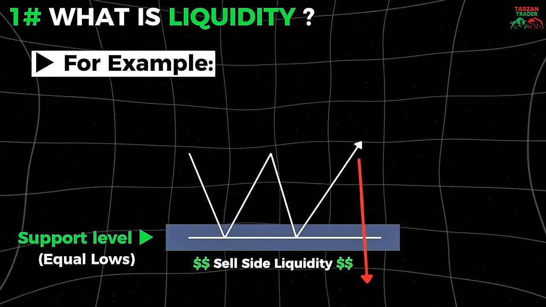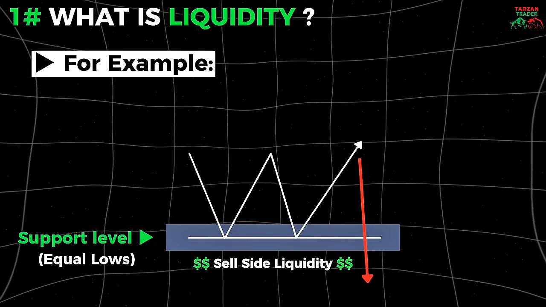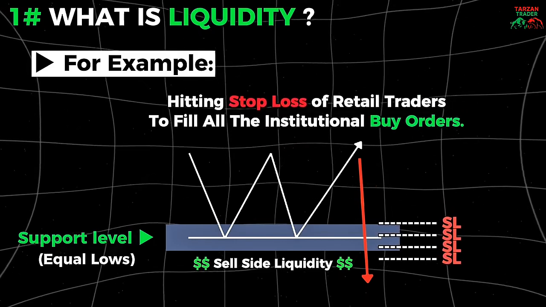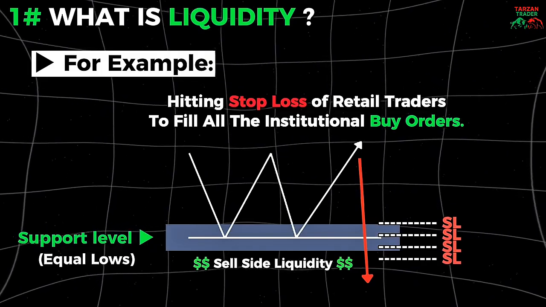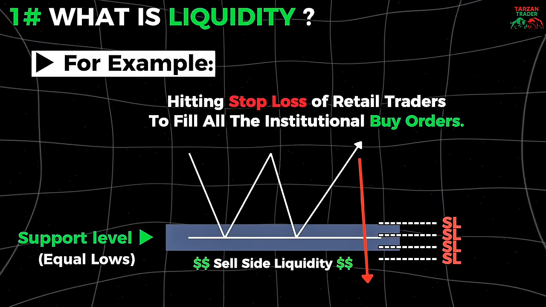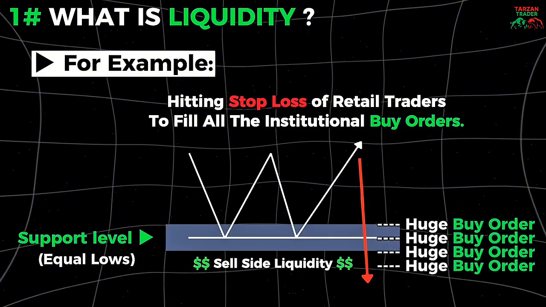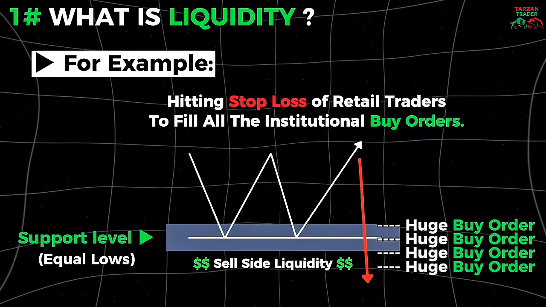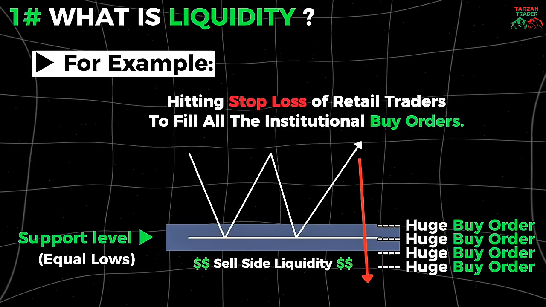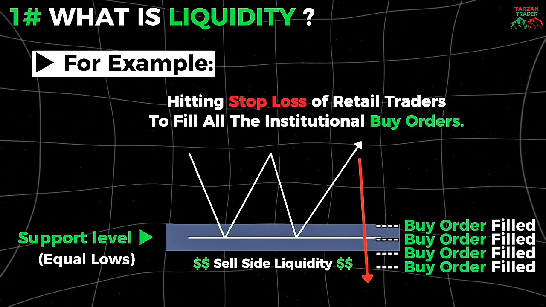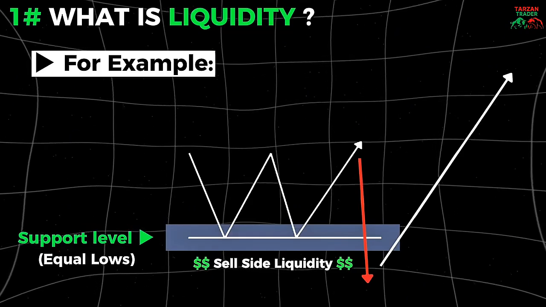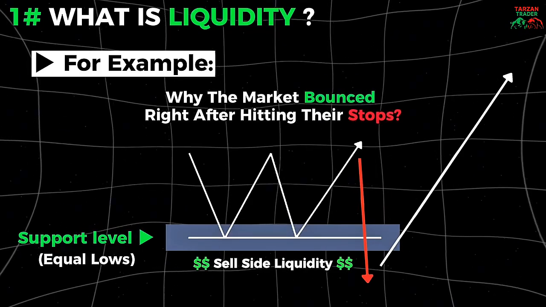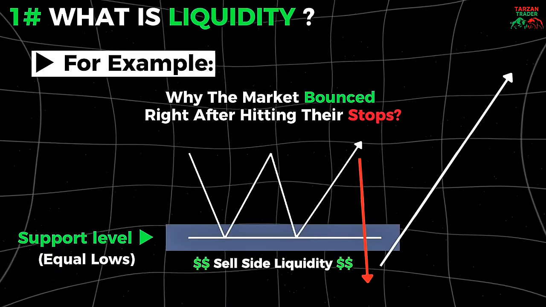When the market dips into that area, all those automatic sell orders are triggered, flooding the market with selling pressure. That means there's now an abundance of liquidity for big institutions to buy into without pushing the price too early. Once their large buy orders are filled, price typically reverses and rallies upward, leaving retail traders wondering why the market bounced right after hitting their stops.